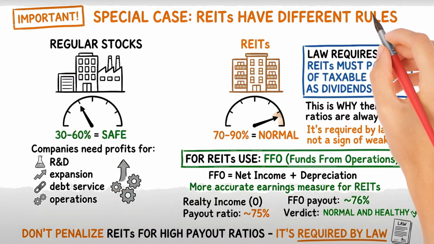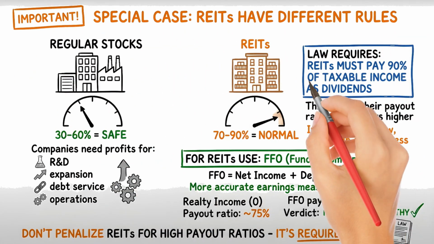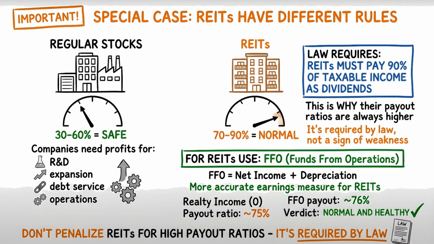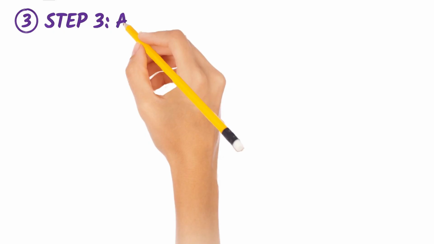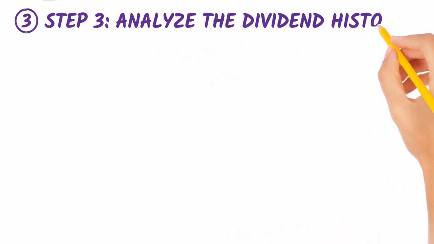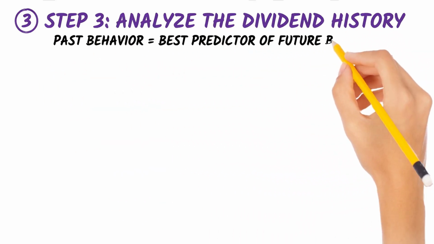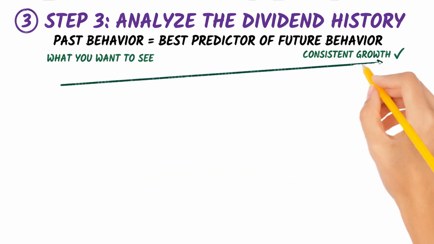When Realty Income shows a payout ratio of 75%, that's completely normal and healthy for a REIT. Always apply the right standard to the right type of company. Step 3. Analyze the dividend history. This is where you look at what the company has actually done, not just what they're doing today.